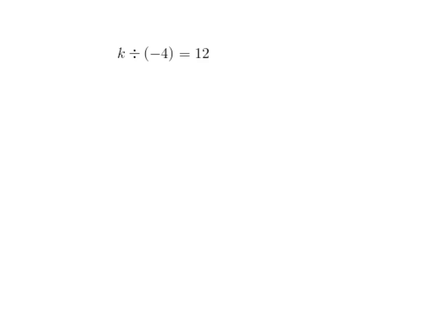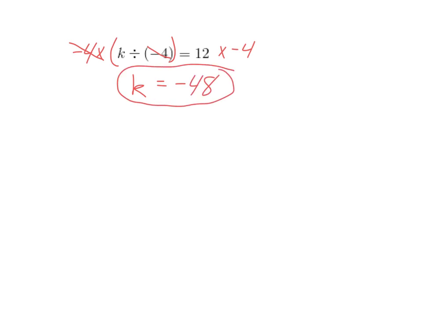Okay, so now we've got K divided by -4 is equal to 12. We're doing division, so to undo division, I have to multiply. I'm going to multiply by what we're dividing by, so I'm going to multiply by -4. If I do that on the left, I have to do that on the right as well. This -4 is going to cancel out with this -4, leaving just K on the left. And on the right, if I type 12 times -4 into my calculator, I will get -48. So my answer is K is equal to -48.